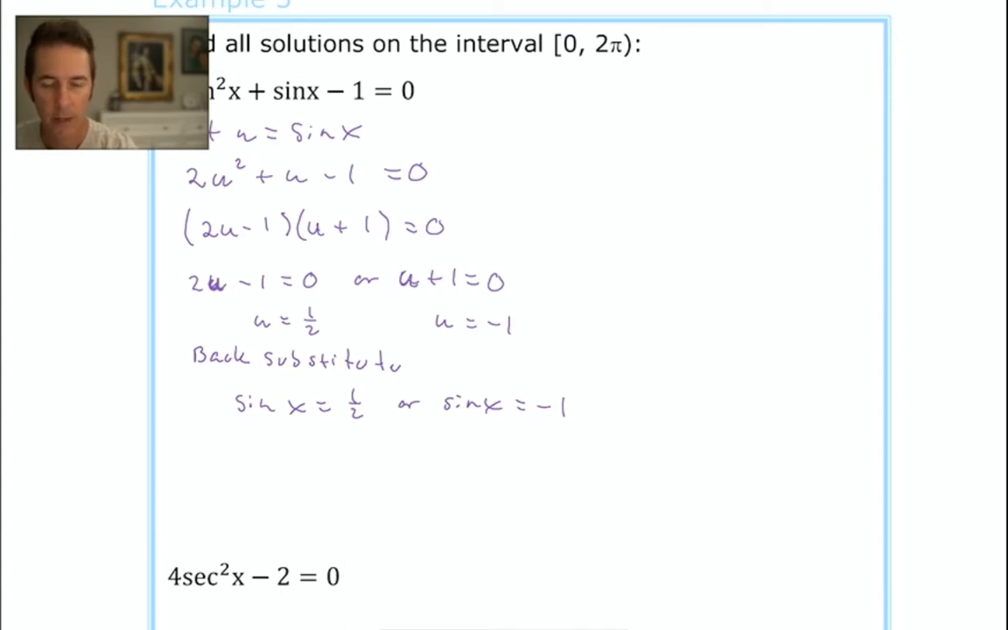When does the sine of x equal 1/2? Well, that's opposite over hypotenuse, positive first quadrant. That's pi over 6 radians. The opposite over hypotenuse is also positive when I'm in the second quadrant. That would happen at 5 pi over 6.